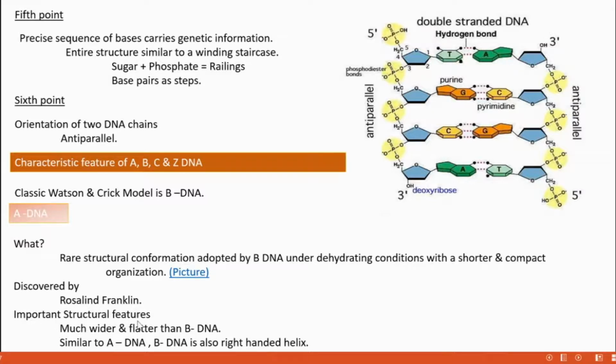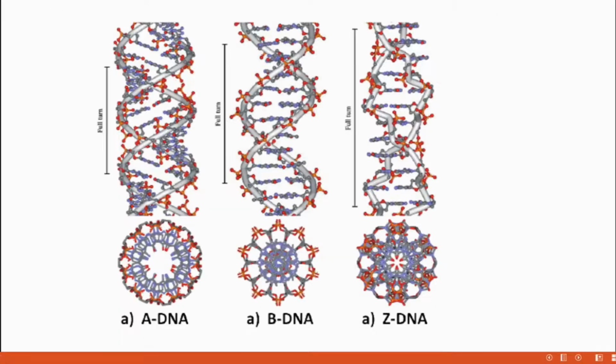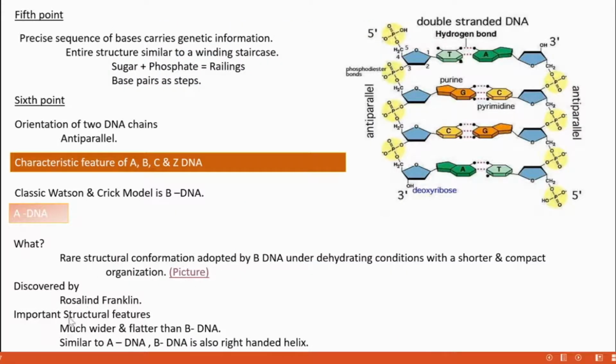Important structural features. It is much wider and flatter than B-DNA. Why is it so? Because it is compressed from its top. As we compress anything, its width will increase. I will show you the picture of A-DNA. Look here. This is the B-DNA. It's somewhat more stretched than this one. This is more compressed. As compression is here, its width also increases. Then it is similar to B-DNA in that it is also a right-handed helix, like B-DNA.